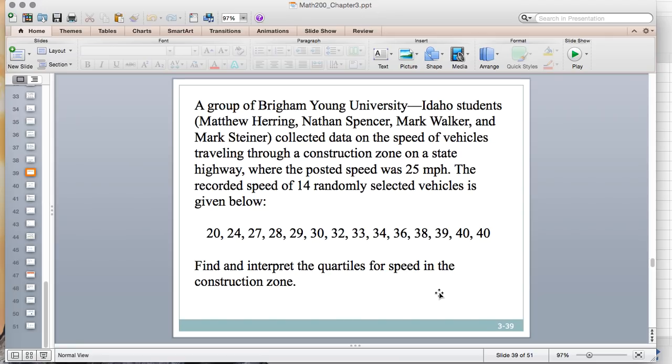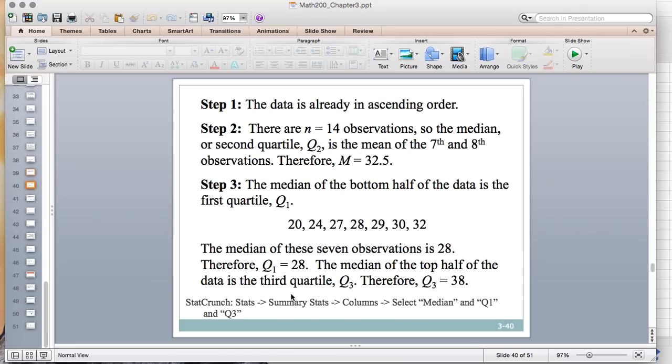A group of Brigham Young University Idaho students collected data on the speed of vehicles traveling through a construction zone on a state highway where the posted speed was 25 miles per hour. So these are the 14 randomly selected vehicles that they actually took the speed on, and we want to go ahead and find and interpret the quartiles.